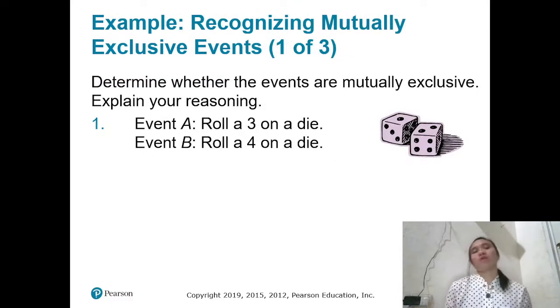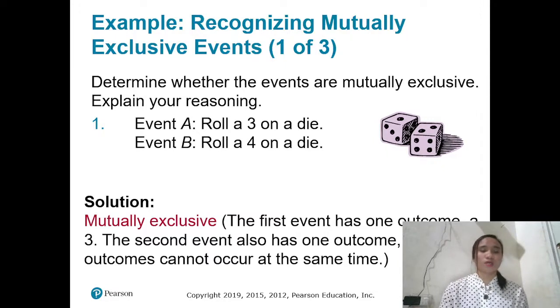For example, determine whether the events are mutually exclusive. Event A: roll a 3 on a die. Event B: roll a 4 on a die. The answer is mutually exclusive because the first event has one outcome, 3. The second event also has one outcome, 4. These outcomes cannot occur at the same time.